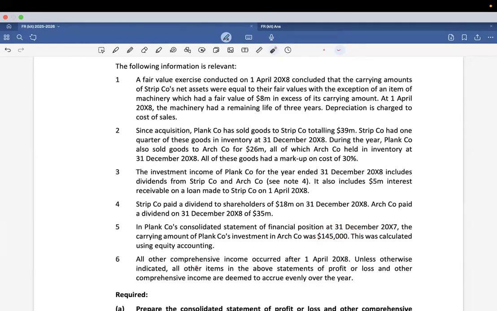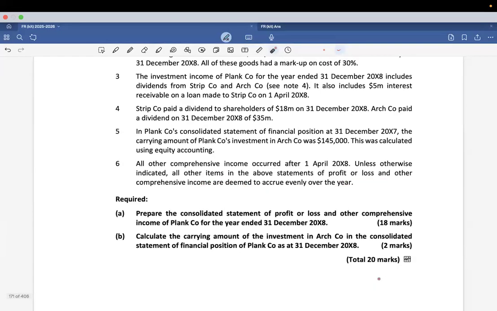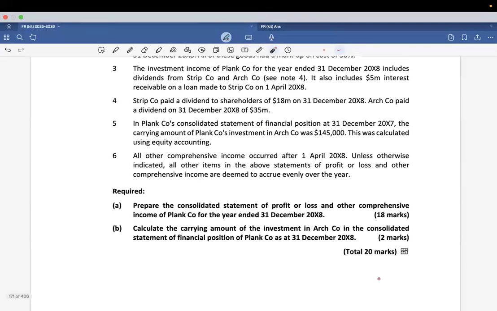That's all. All other comprehensive income occurred after 1st April 2008 unless otherwise indicated. All other items in the above statements of profit and loss and other comprehensive income are deemed to be accrued evenly throughout the year. That means we can divide it or time apportion it. That's all. Clear?